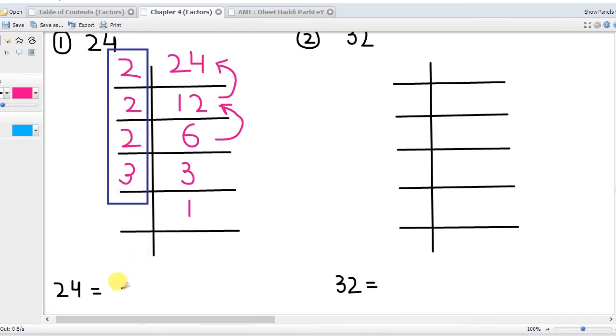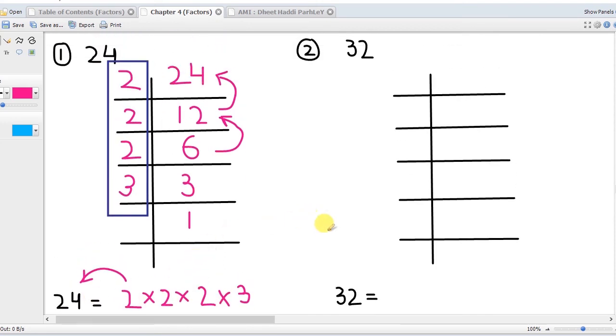So what are the prime factors for this number 24? 2 times 2 times 2 times 3. So if you multiply all these numbers, you will get back this 24, right? 2 times 2 is 4, 4 times 2 is 8, 8 times 3 is 24. And we are done. Good.